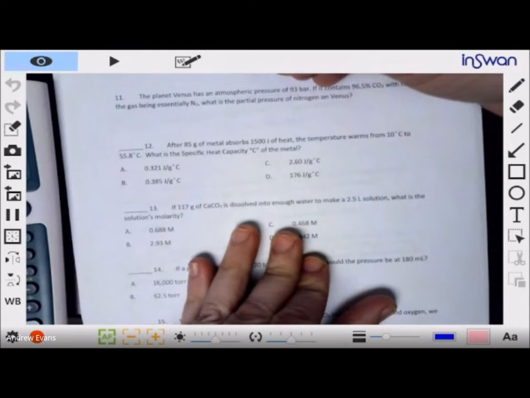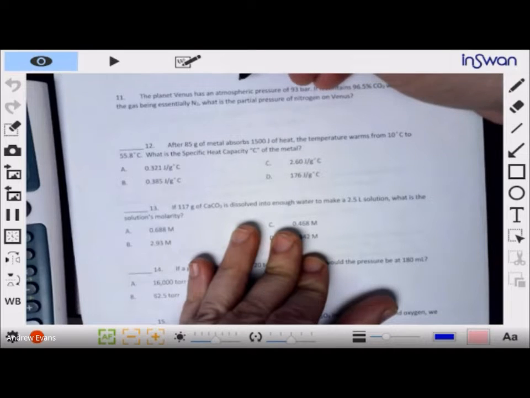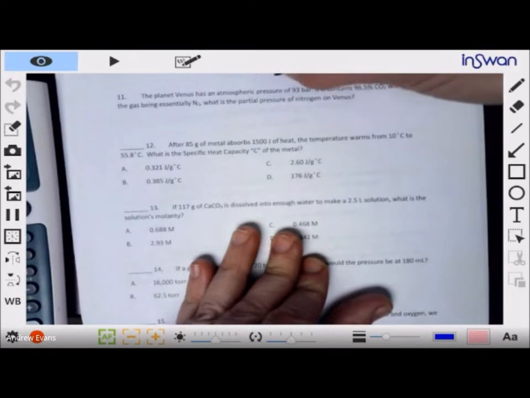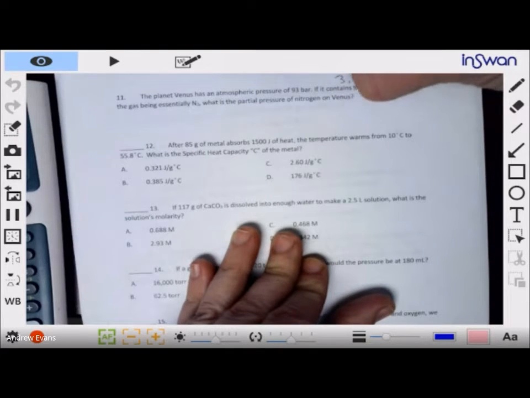The planet Venus has an atmosphere of 93 bars. Contains 96.5% CO2. What is the rest of the gas being? Essentially nitrogen. What is the partial pressure of nitrogen on Venus? Step 1, figure out that if 96.5% is CO2, how much is nitrogen? It's 3.5% nitrogen, because 100 minus 96.5 is 3.5.